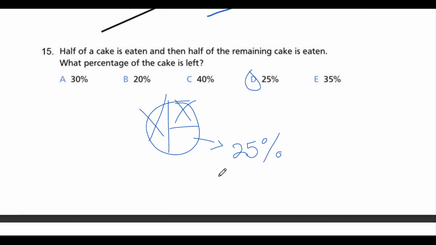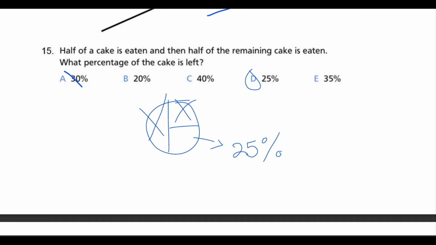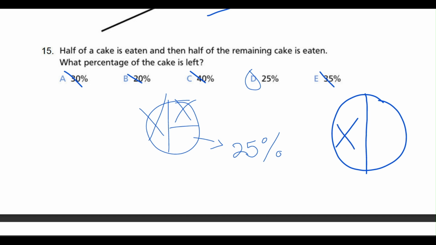Now, here's why the other options aren't right. The most common mistake people make is thinking that if 2 halves have been eaten, then there's nothing left. That would be like saying 100% minus 50% minus 50% equals 0%. But here's the key. The second half that's eaten is taken from what's remaining after the first half was eaten. Let's break it down. Imagine the whole cake is 100%. First, we eat half of it, which is 50%.